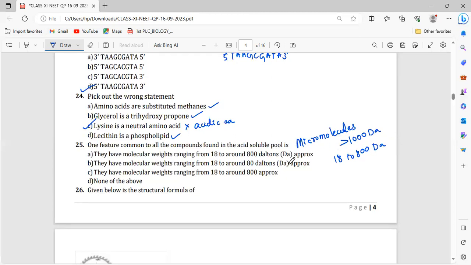So you can see here options A and C, they gave the range 18 to 800, but Dalton is mentioned only in option A. In C, they have not mentioned any unit. When nothing is mentioned, we can't say what it is. It can be kgs, it can be grams, anything. So the unit is a must, we have to note it. So the answer will be option A.